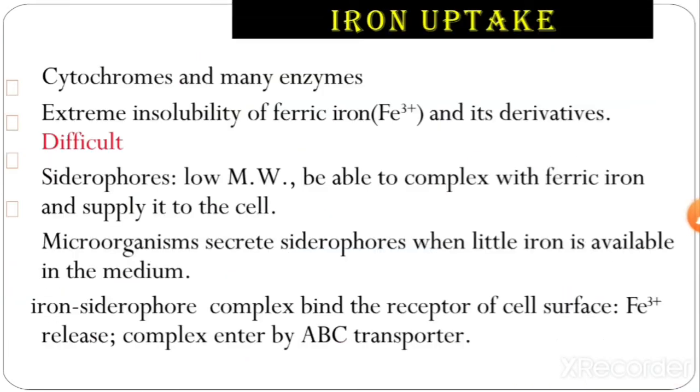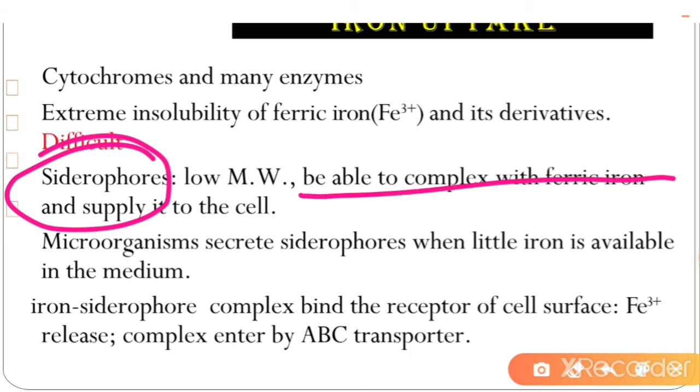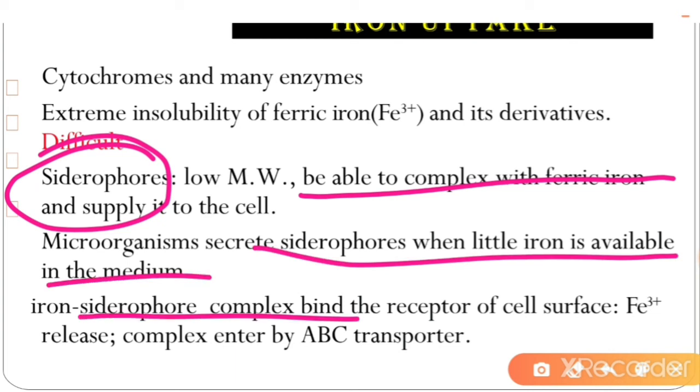Next one, iron uptake. Cytochromes and many enzymes require iron, which is taken up by bacterial cells despite the extreme insolubility of ferric iron and its derivatives. This is difficult, so siderophores are the great examples for iron uptake. They have low molecular weight and are able to complex with ferric iron and supply it to the cell. The microorganism secretes siderophores when little iron is available in the medium. The iron-siderophore complex binds to the receptor on the cell surface, and the released iron is taken in by an ABC transporter.